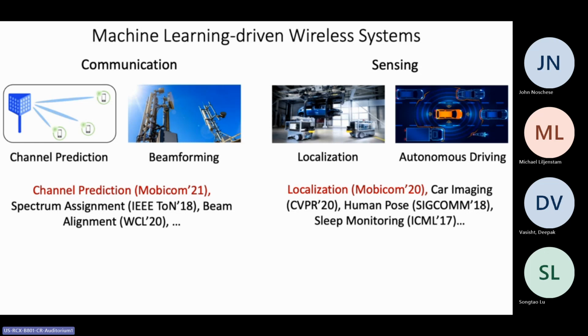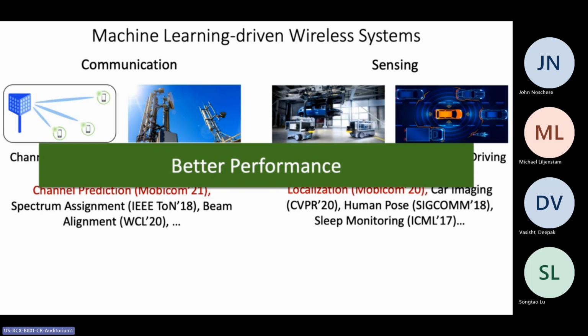I'll not go into details of why machine learning is so useful. I guess we already believe in that thesis at this point, and we've seen talks before, and we'll have talks later. Clearly, one advantage of machine learning systems is that they can learn about the environment and provide better performance in whatever metrics we care about for sensing, localization, positioning, or communication.